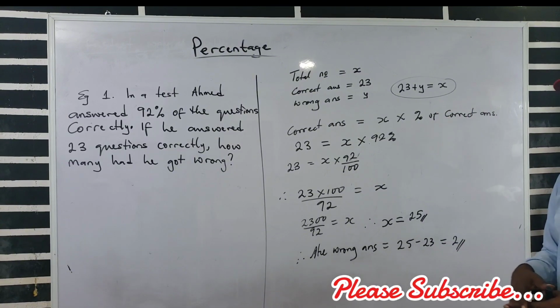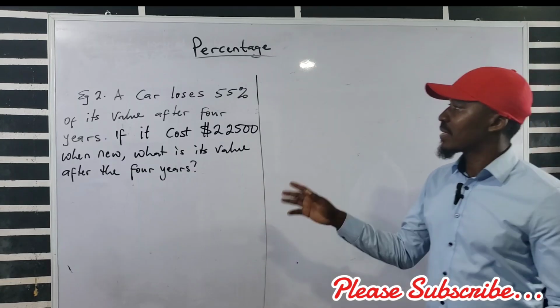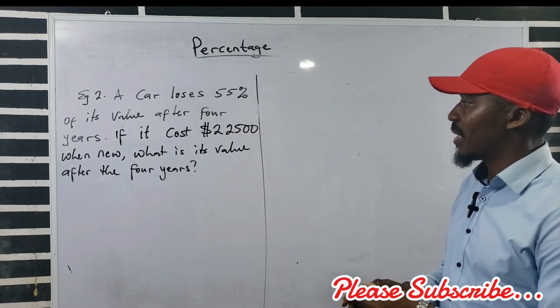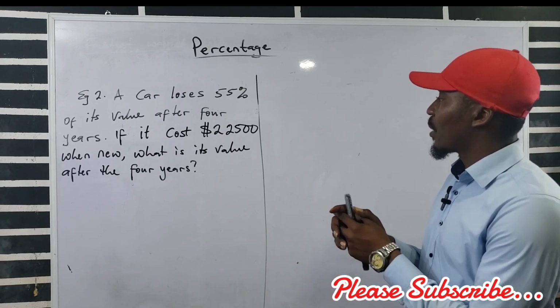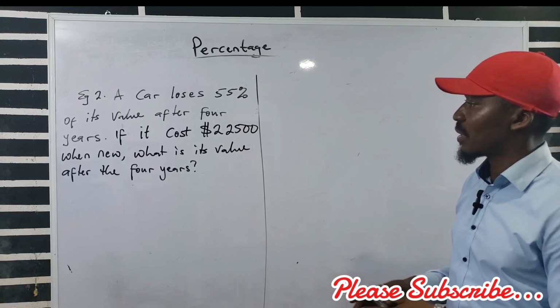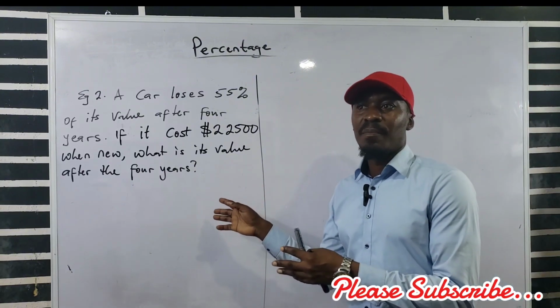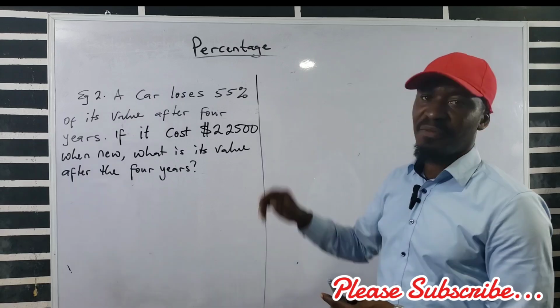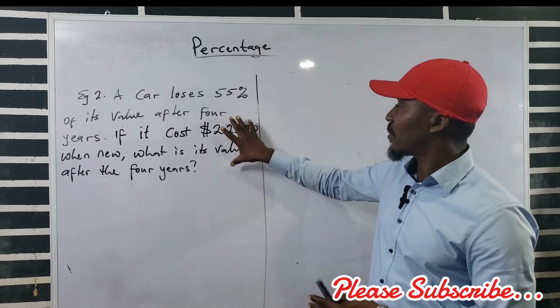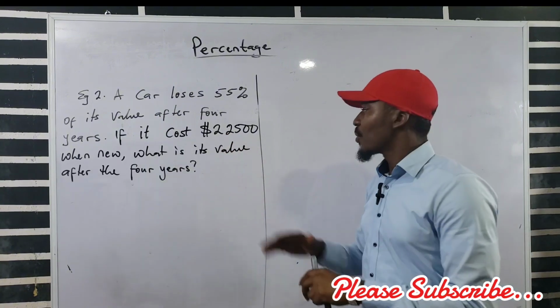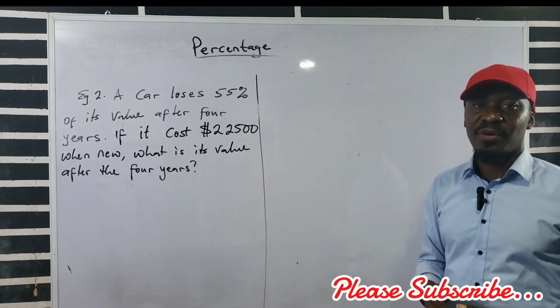All right, so let's solve another example following the same way and see how we can go about that. So our second question is that a car loses 55% of its value after 4 years if its cost is $22,500 when new. What is the value after the 4 years? So if you have been following this series on percentage as a topic, you must have noticed that we have solved a problem of this nature, but not exactly like this. Okay, so we are still going to solve it the way we solved the previous example.